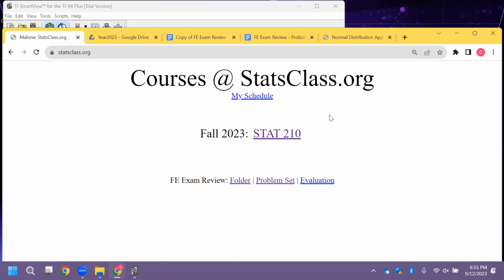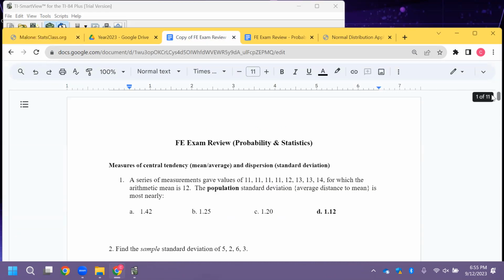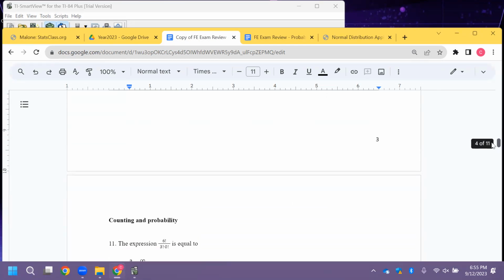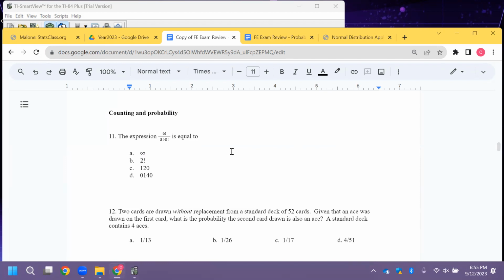So welcome back. This is video 2, and we are going to start on page 4 with counting and probabilities. This first one I think I can just skip over once you understand the factorial. 6 factorial just means take 6 times 5 times 4 times 3, all the way down to 1. Once we know that, I'm good to go.